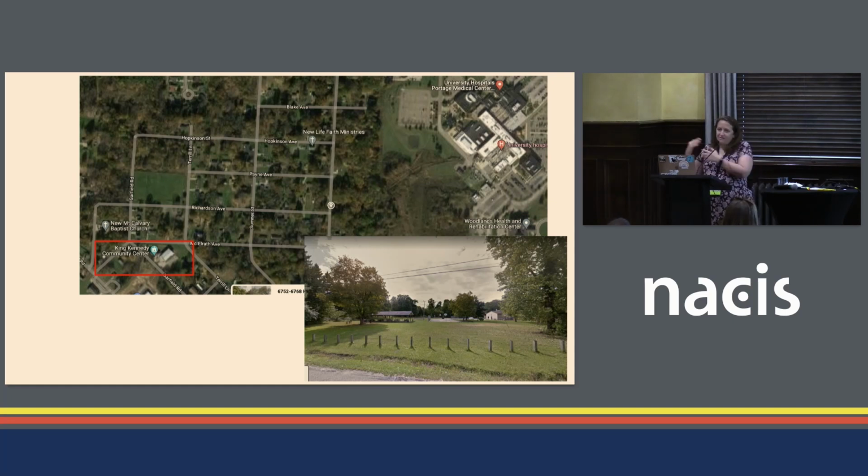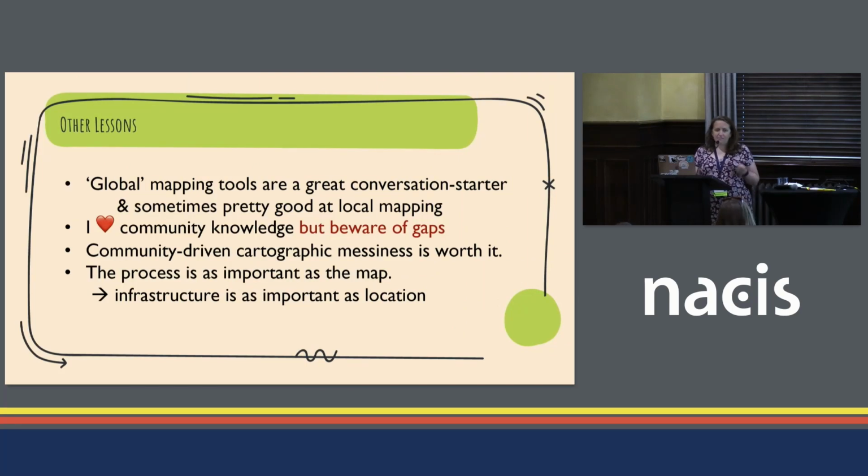Like, I was wrong, Trust for Public Land was wrong. This isn't on Google Maps, it isn't on any of the other mapping services, but there really is a park here. So to wrap up, turns out that these global mapping tools that I was hoping I would do better than are actually pretty good at local mapping, and they're definitely a great conversation starter for groups like the League of Women Voters.